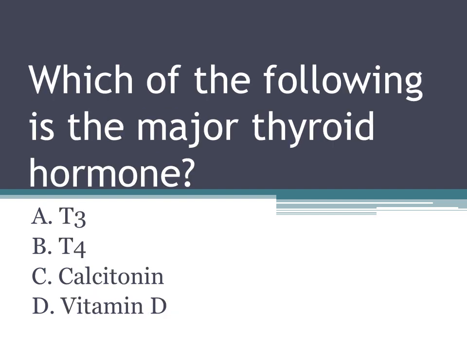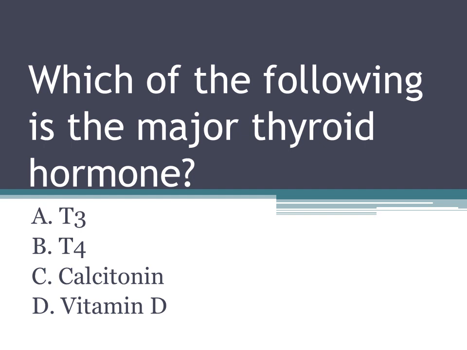So next question. Which of the following is the major thyroid hormone? Recall 2021. A. T3, B. T4, C. Calcitonin, D. Vitamin D. So, sino ang major thyroid hormone? The correct answer is T4, thyroxine. So, letter B. Pero kapag sinabi natin most active, that is your T3. But the major, T4. Tandaan lang, kapag major, marami. T4, mas lamang. Pero kapag sabihin natin active, that is your T3.